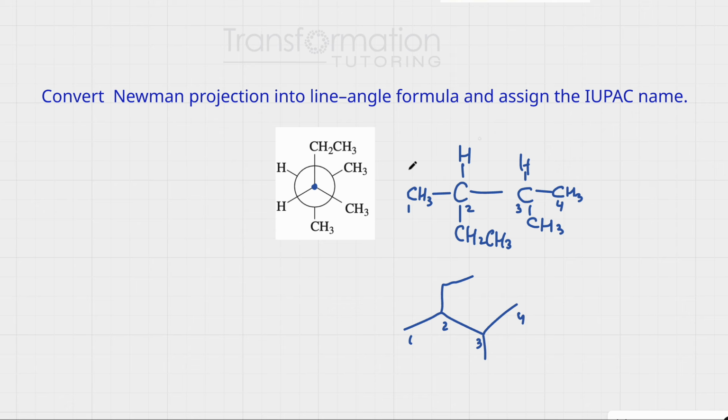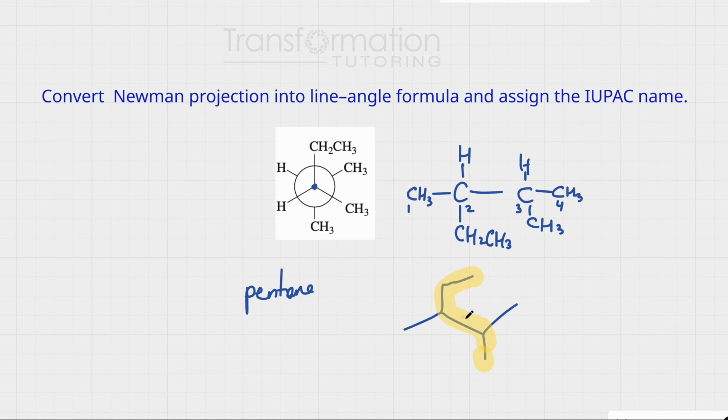In order to assign the name, I will erase my numbers, and I will now look for the longest continuous carbon chain. And if you try different ways, you can see that this is my longest continuous carbon chain, or it could be going this way. And my longest continuous carbon chain has 1, 2, 3, 4, 5 carbons. 5 carbons means it is a pentane.